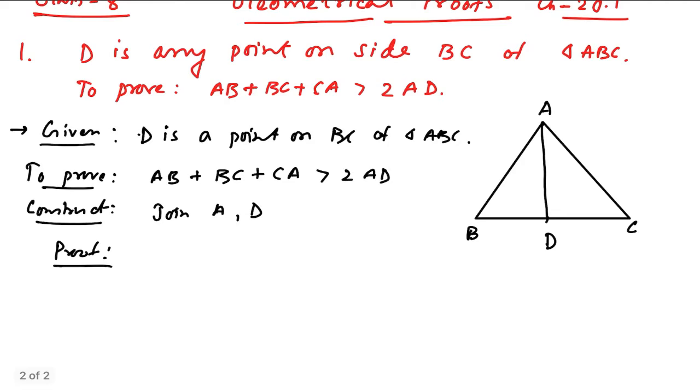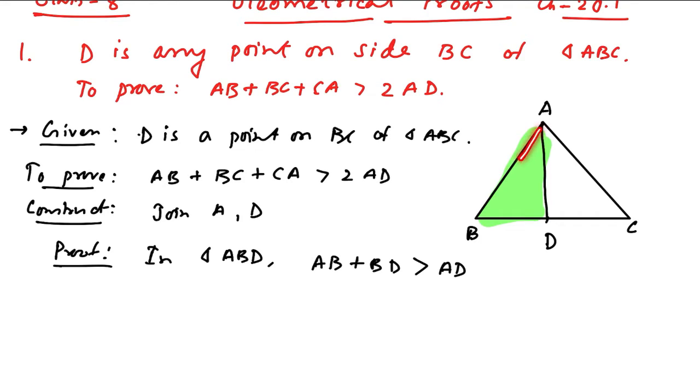In triangle ABD, first look at this triangle ABD. What can we get from this triangle? In triangle ABD, we can write AB plus BD is greater than AD. How can we write this?